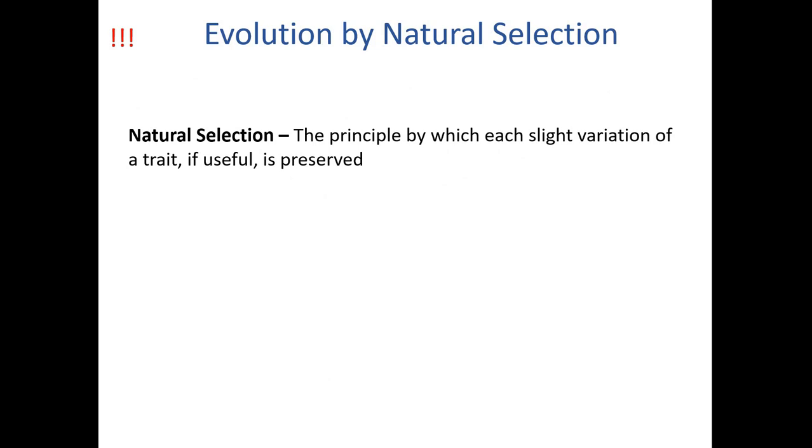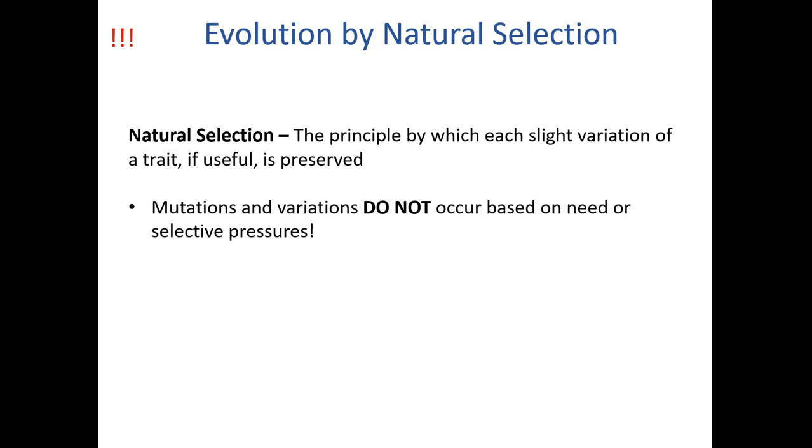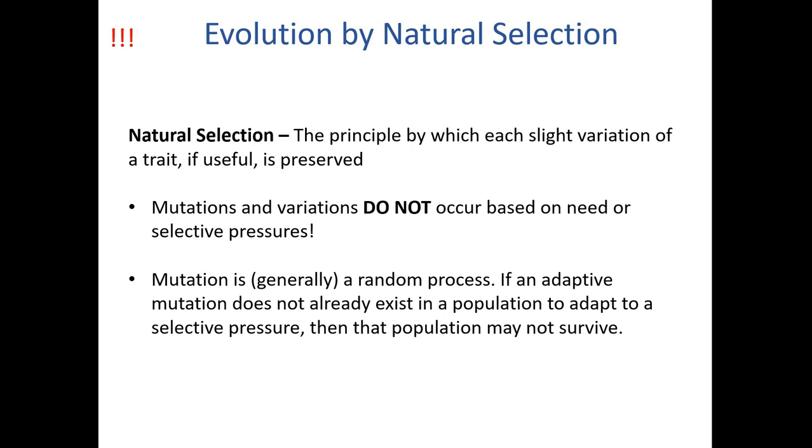And so some things to remember about natural selection anytime you're thinking about this is that, again, mutations and variations are not occurring based on need or selective pressures. They occur before that. Mutations are random and natural, right? So there's always going to be mutations as individuals reproduce. They're not arising because they need to. So in other words, if an adaptive mutation does not already exist within a population, in order to adapt to a selective pressure, then that population may not survive once a selective pressure is placed upon it.